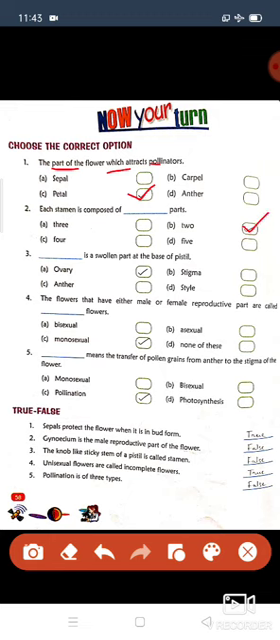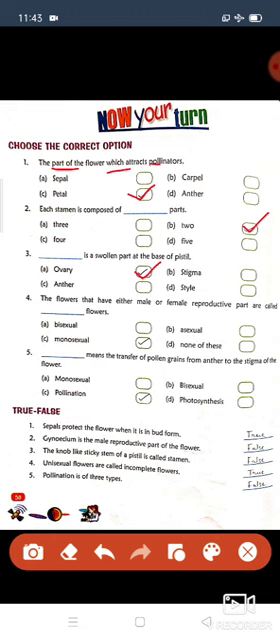Next, dash is a swollen part at the base of the pistil. Pistil is the part of the female reproductive organ. So in the pistil, which is the swollen part, children? That is ovary. Ovary.